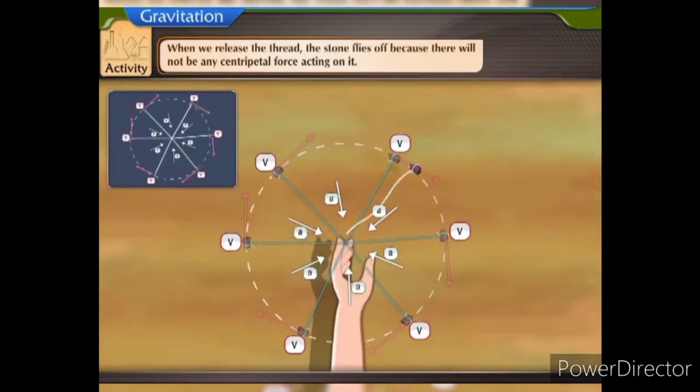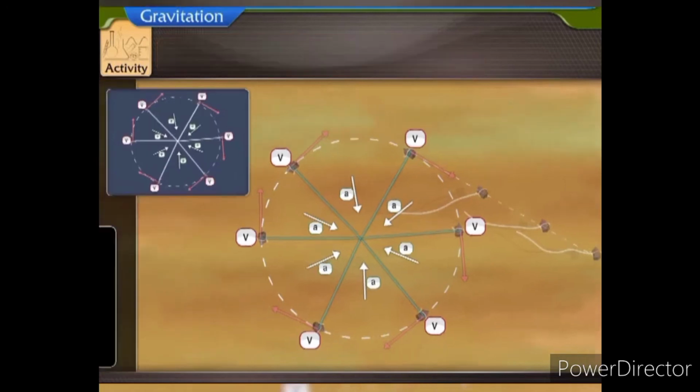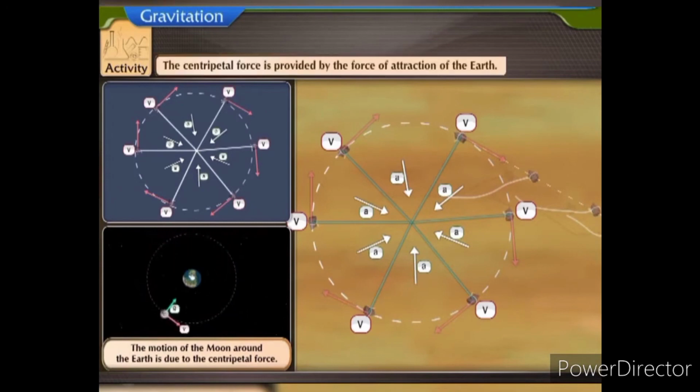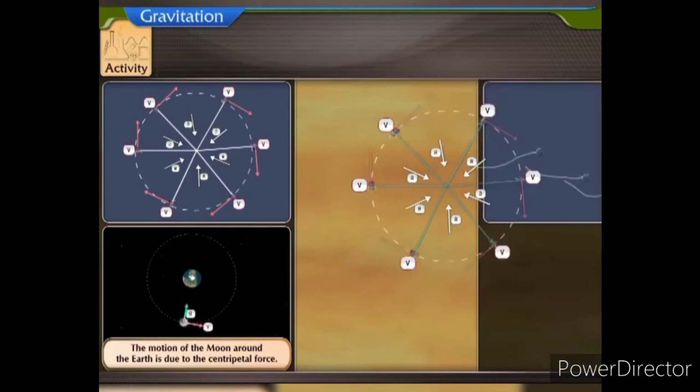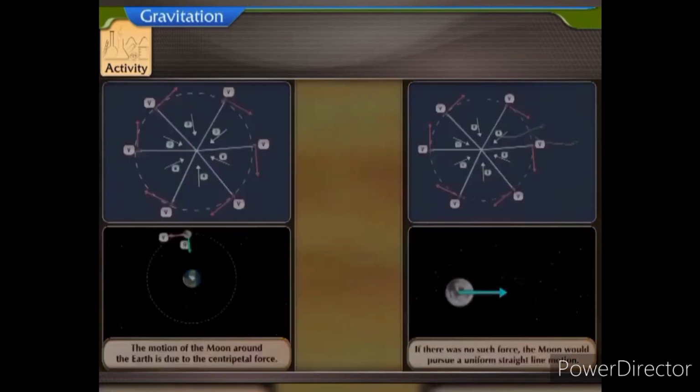When we release the thread, the stone flies off because there will not be any centripetal force acting on it. The motion of the moon around the earth is due to the centripetal force. The centripetal force is provided by the force of attraction of the earth. If there was no such force, the moon would pursue a uniform straight line motion.